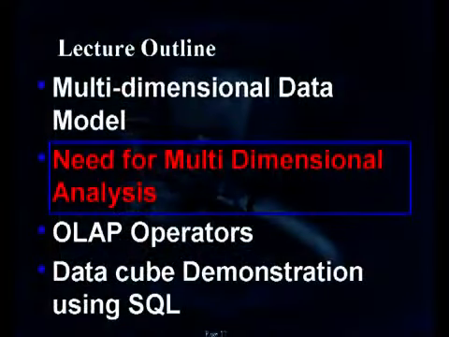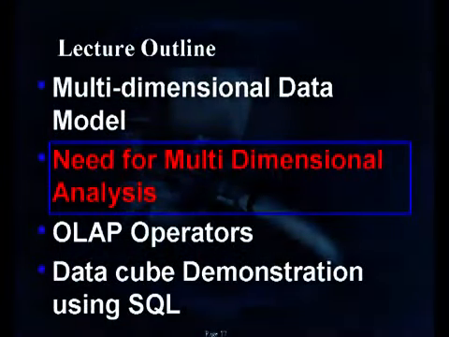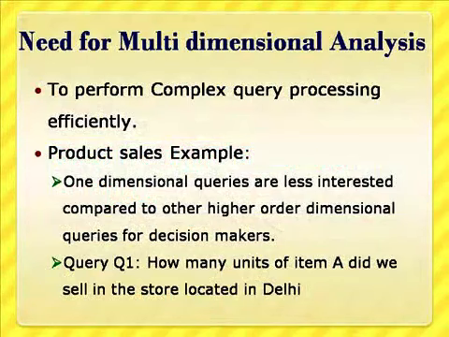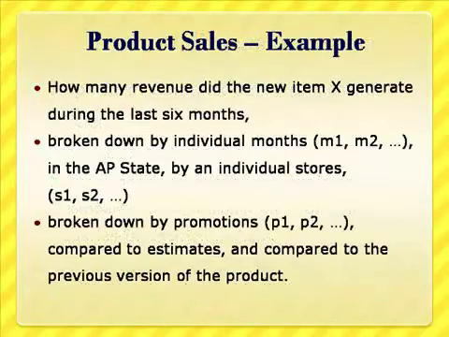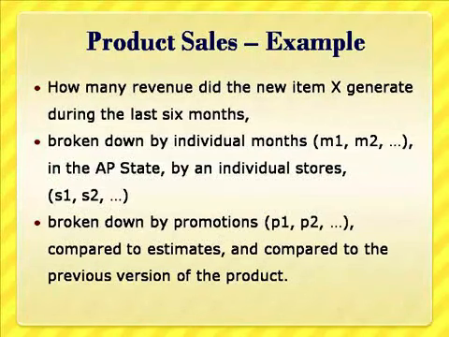Clear? Need for multidimensional analysis. Generally, one-dimensional queries, for example, how many units of item A did we sell in the store located in Delhi? This type of query will never give any satisfaction for decision makers compared to the other query shown on the slide. The other query is: how much revenue did the new item generate during the last 6 months, broken down by individual months in the state of Andhra Pradesh, by individual stores, broken down by promotions, compared to estimates and compared to the previous version of the product.